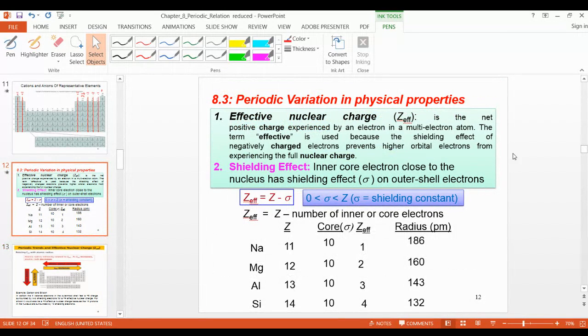So the formula is the same, Z minus S. Either you write S or you write sigma, both designate the core electrons. Okay, don't confuse. Sometimes in one book you will find sigma, sometimes in a different book you will find S. But I think in the chain you will find the S, I think.